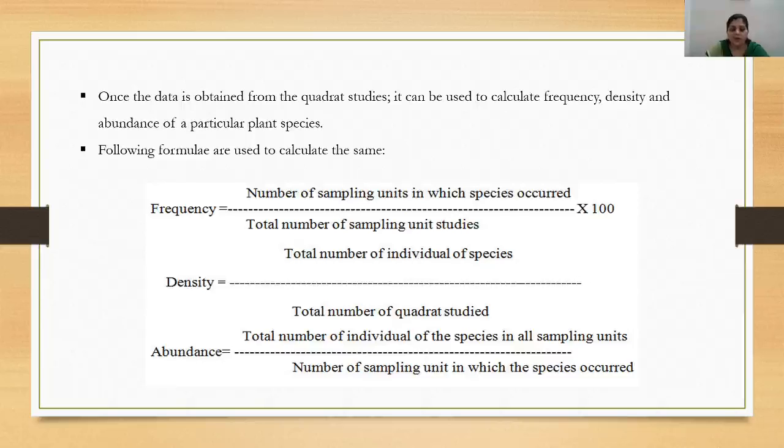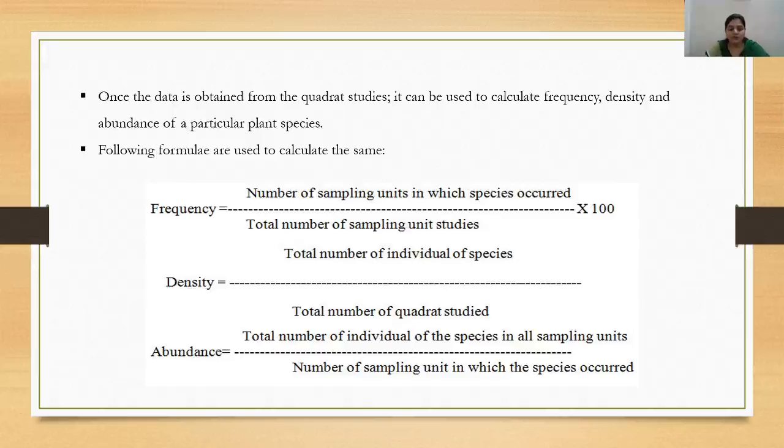So for frequency, the formula is number of sampling units in which species occurred divided by total number of sampling units studied multiplied by 100. Or you can also say number of quadrants in which species occurred divided by total number of quadrants studied multiplied by 100. The value it will give you is the frequency.